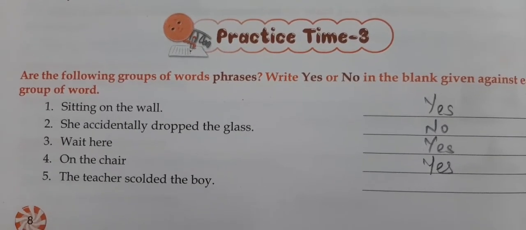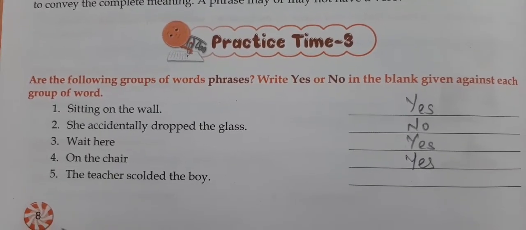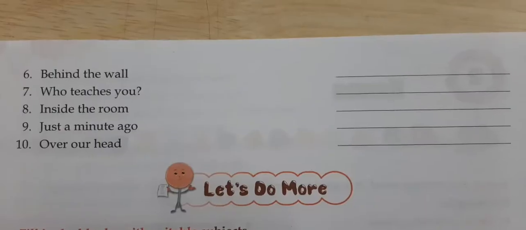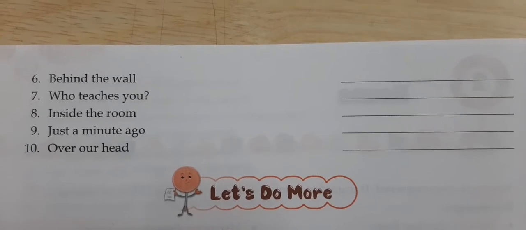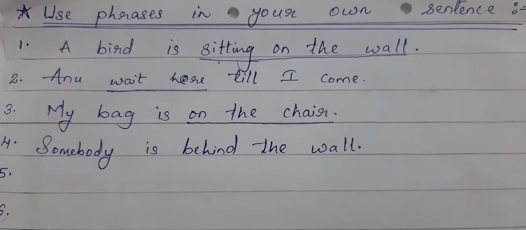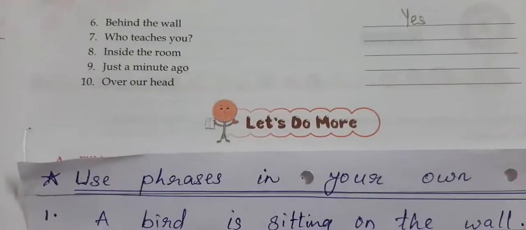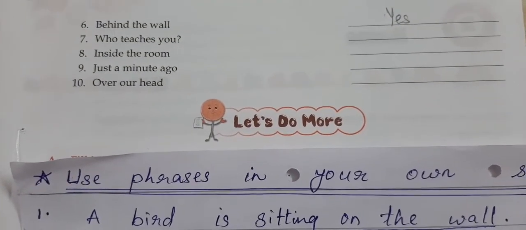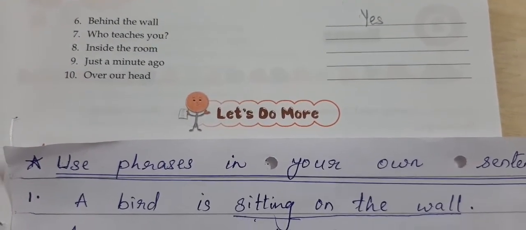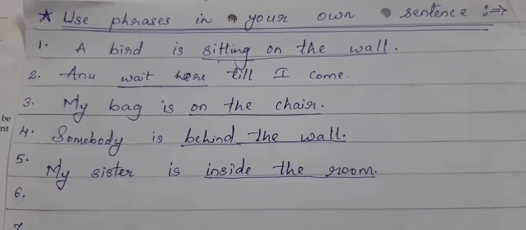The teacher scolded the boy. Is it a phrase or a sentence? It's a sentence. No. The answer will be no. Let us solve some more examples. Behind the wall. Is it a sentence? No, it's a phrase. So answer will be yes. And we can frame a sentence. Somebody is behind the wall. Next. Who teaches you? Yes, it's a question sentence. It's not a phrase. So answer will be no. Inside the room. It's a phrase. My sister is inside the room.